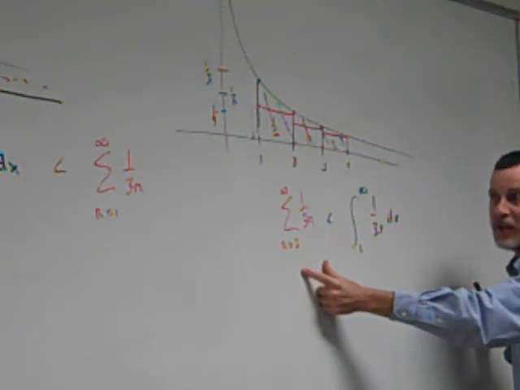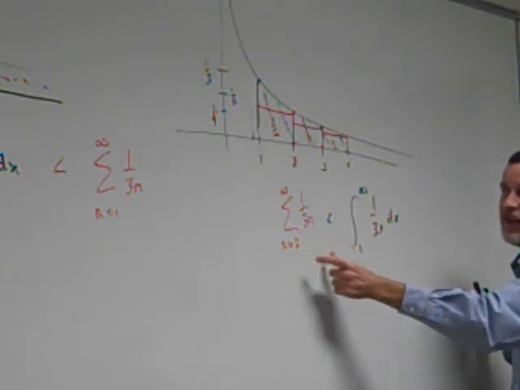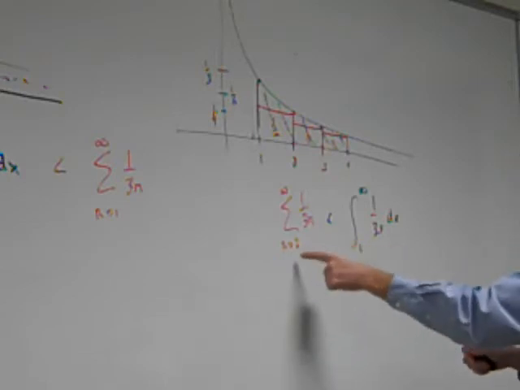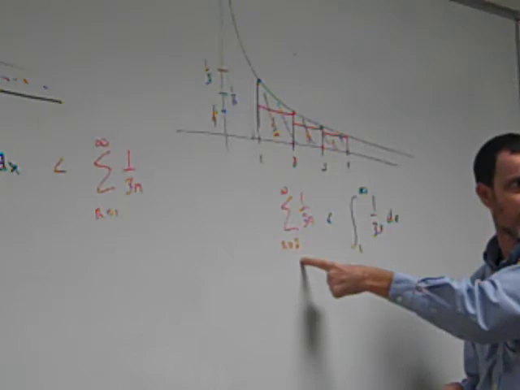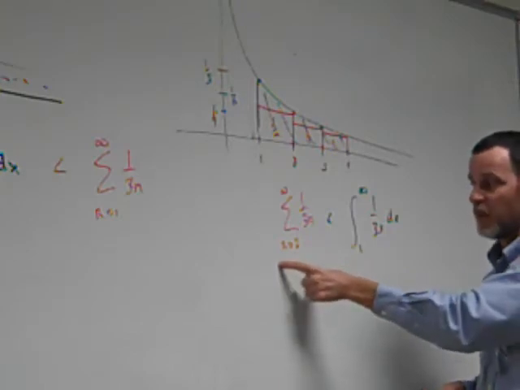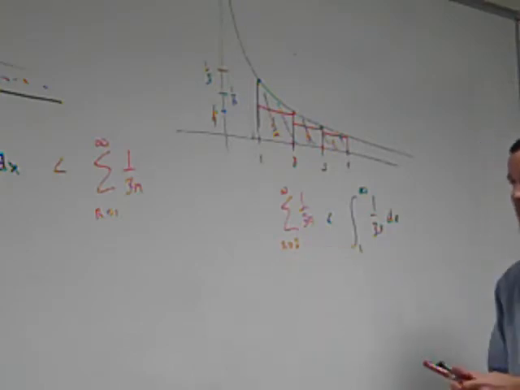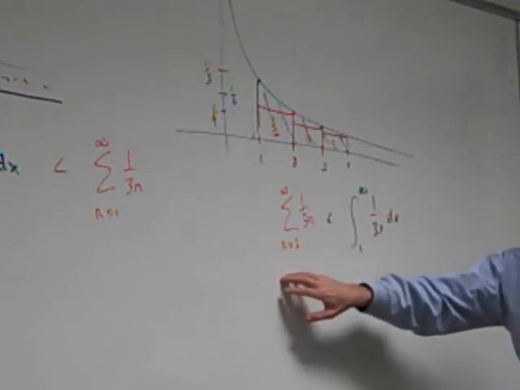But your idea is valid, because suppose I really don't want it from n equals 2 to infinity, do I? I really want it from n equals 1 to infinity, right? How could I make it from n equals 1 to infinity? What could I add to both sides? Yeah, just add the first one back, right?